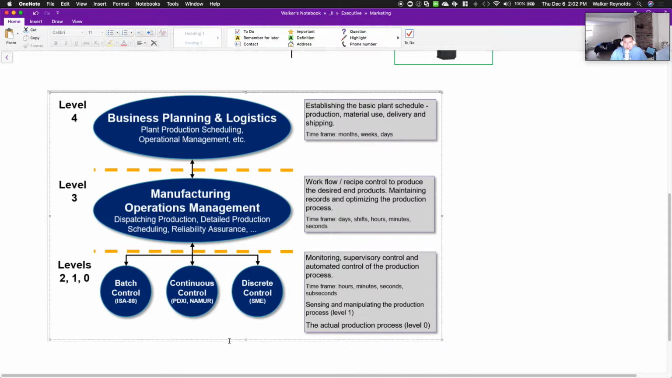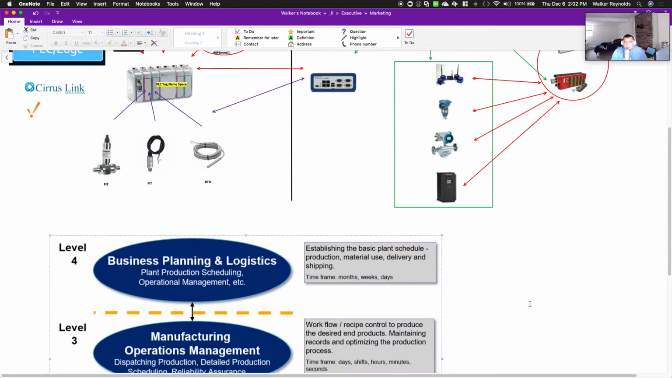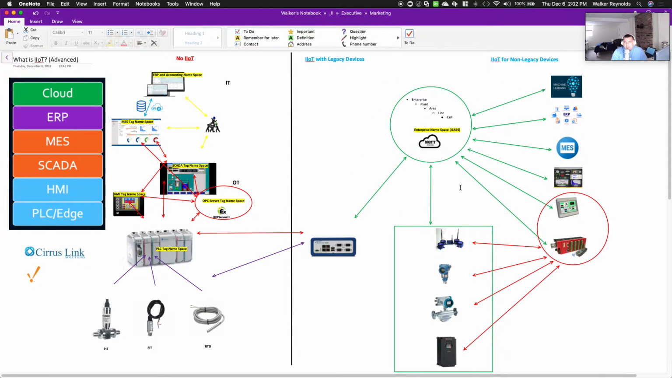Through the control layer, we produce the widgets, and then we go back up through manufacturing operations, and then we dispatch and get paid. So the business process is level 4 all the way down to level 0, and then all the way back up to level 4. This is what our clients are trying to accomplish, the standard U.S. manufacturers. So what we're going to do is talk about what is IIoT in a very advanced way.